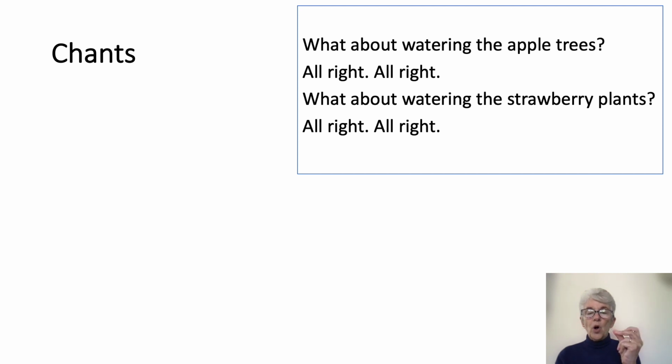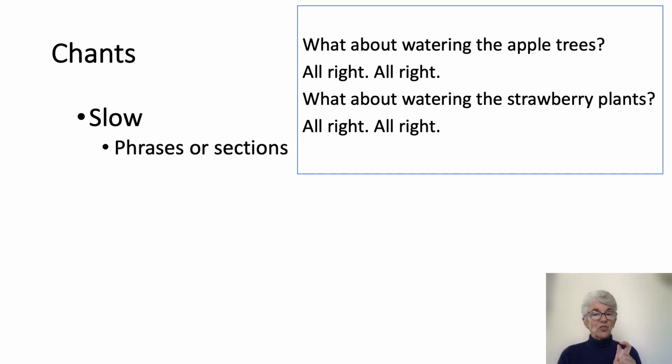What about watering the apple trees? All right, all right. What about watering the strawberry plants? All right, all right. And then we can practice certain phrases or sections, like, what about? In my American dialect, there's a little flap there. What about? In your dialect, it might be different. But in any case, give the students some extra practice with all of those sounds.